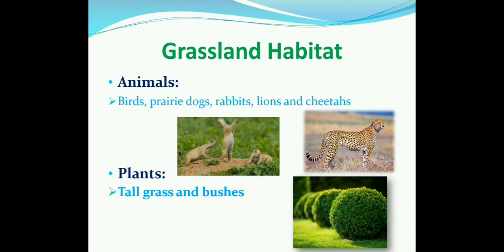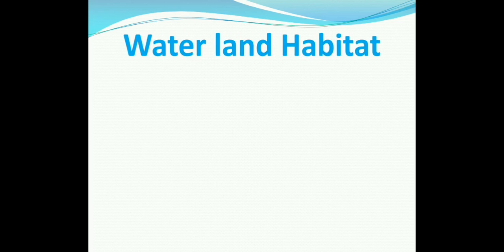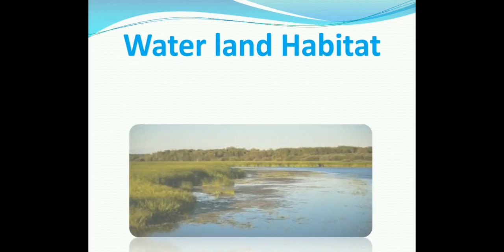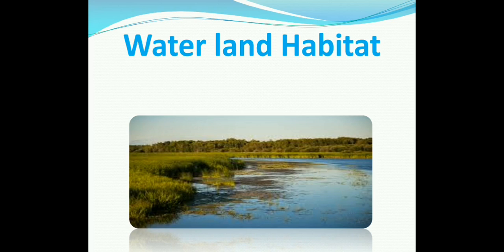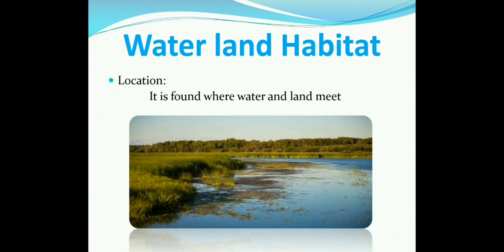The last type of habitat in the world is the waterland habitat, and the waterland habitat is always found where water and land meet. The location of the waterland habitat is always where water and land meet, as you see in the picture.